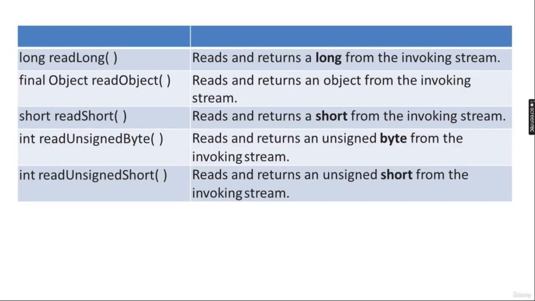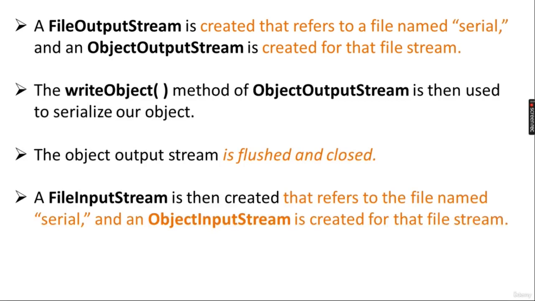readLong reads and returns a long from the invoking stream. readObject reads and returns an object. readShort reads and returns a short. readUnsignedByte reads and returns an unsigned byte from the invoking stream. readUnsignedShort reads and returns an unsigned short from the invoking stream.